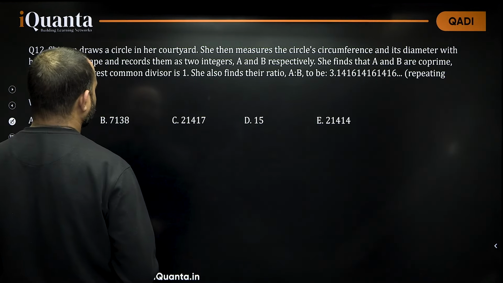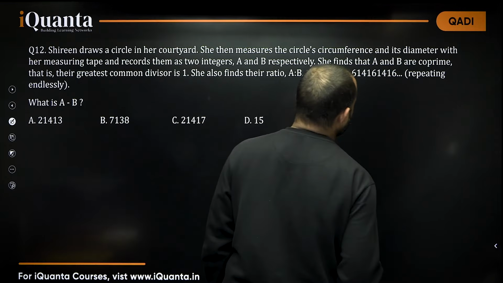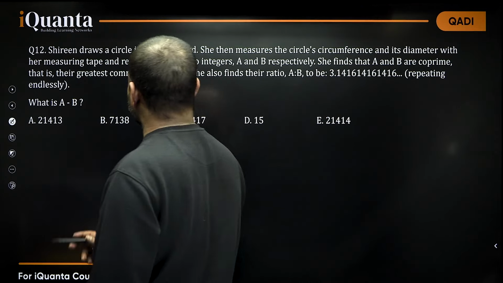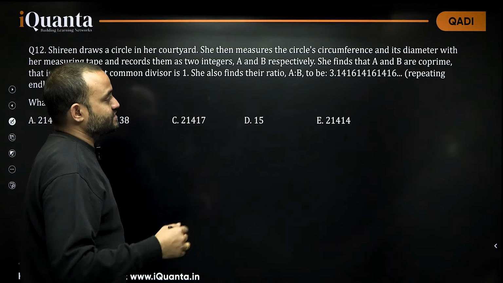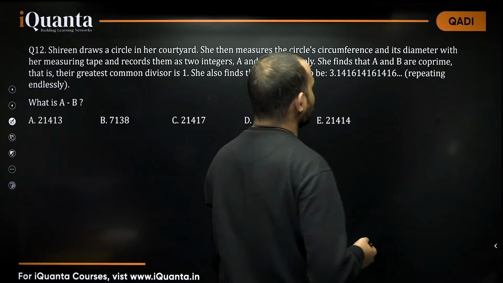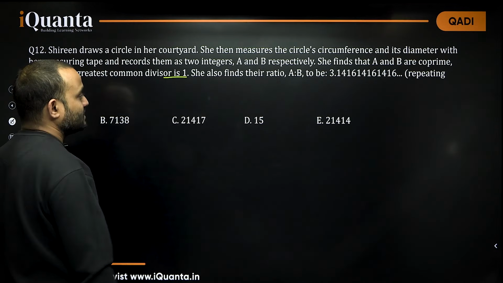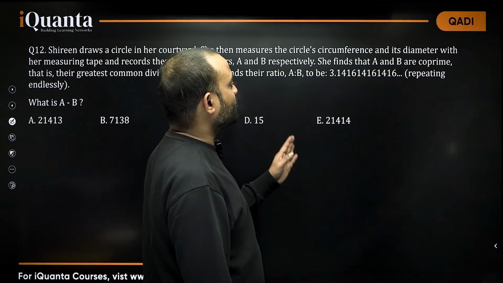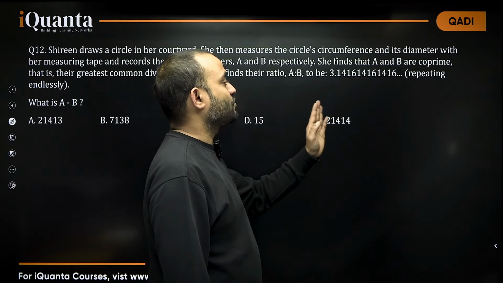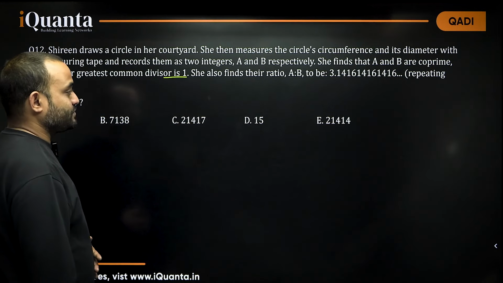Shreem draws a circle in her courtyard. She then measures the circle's circumference and its diameter with her measuring tape and records them as 2 integers. A and B are integers. She finds that A and B are co-prime, that is, the greatest common divisor is 1. She also finds their ratio A is to B to be 3.1416, 1416, 1416 and so on, repeating endlessly. What is A minus B?